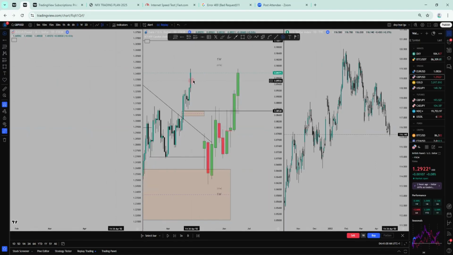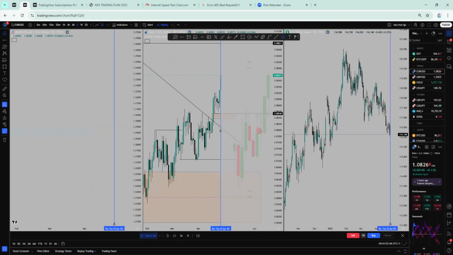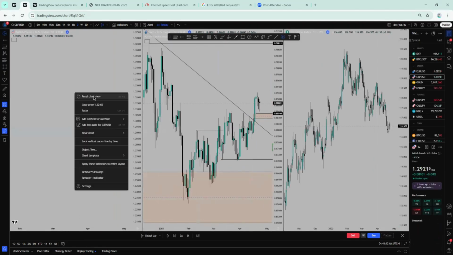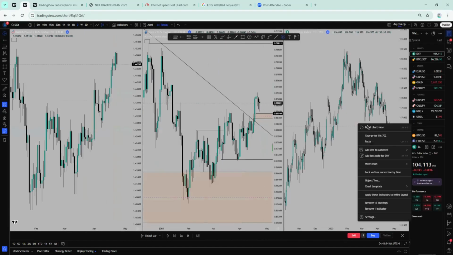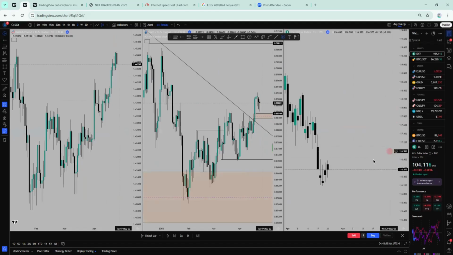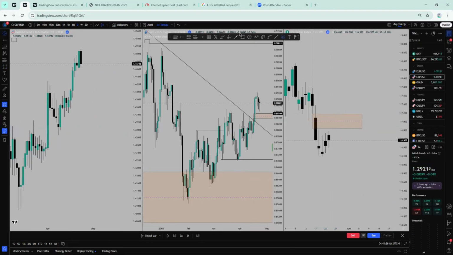So let me just try to do this, and then we'll see if we're going to see it together. All right, so let's see this one, and then let's see it here. All right, good. So this is the fair value gap. This is the fair value gap on the XY, and this is also the fair value gap on GEO.